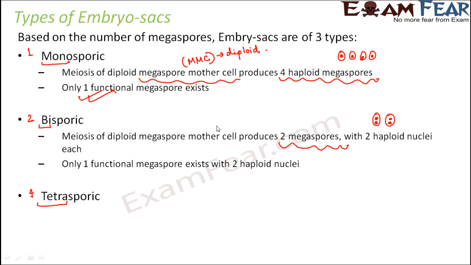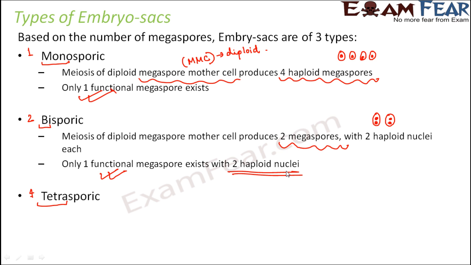So even though the same process is taking place, the result is different. Complete division is not happening, basically. Inside 1 megaspore, you have 2 haploid nuclei. That's how the division takes place. Now, what will finally exist? Again, the megaspore near the micropylar end will degenerate. So we will remain with 1 functional megaspore, but this time this 1 functional megaspore has 2 haploid nuclei. That is why this is bisporic.